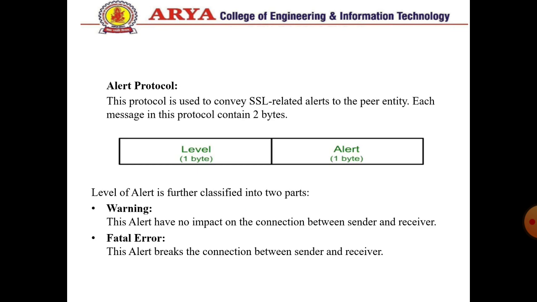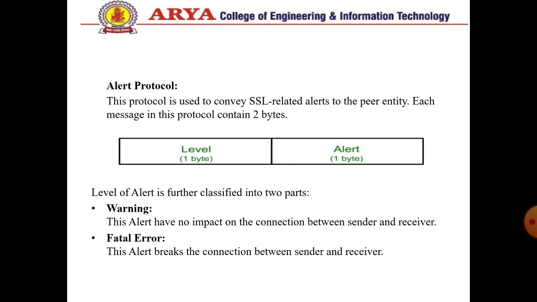Now the alert protocol. This protocol is used to convey SSL related alerts to the peer entity. Each message in this protocol contains 2 bytes, which are divided into two fields. First is the level and the second is the alert, and both are of 1 byte. Now the level of alert is of two types: one is the warning alert and the second is the fatal alert.